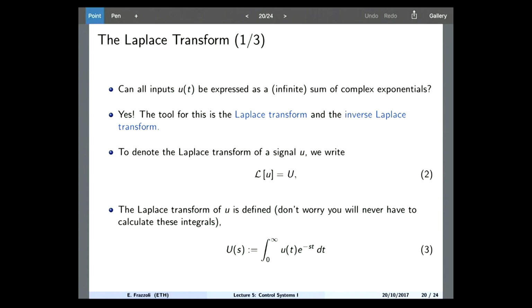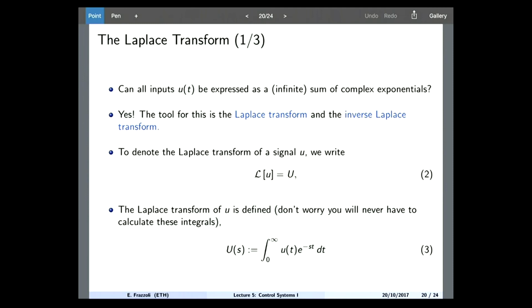On the other hand, the question is, okay, but is this a useful class of elementary inputs? The answer is yes, because we know that we can write any function as the linear combination of these exponentials, okay? How do we do that? Well, that is actually using the Laplace transform and the inverse Laplace transform, okay? So if we have a signal u, and we want to write the Laplace transform, we write it this way, so this is script L applied to u, which gives you another function that we call capital U, okay?